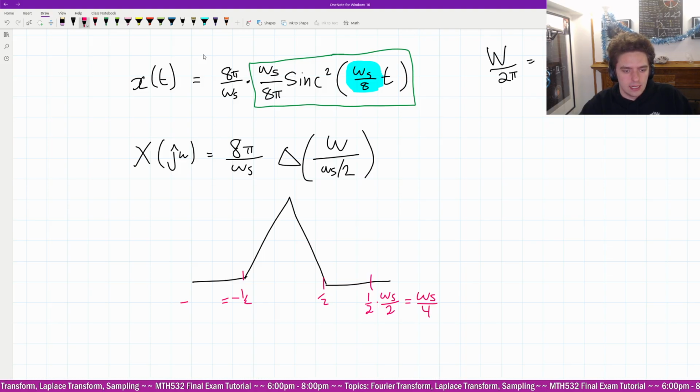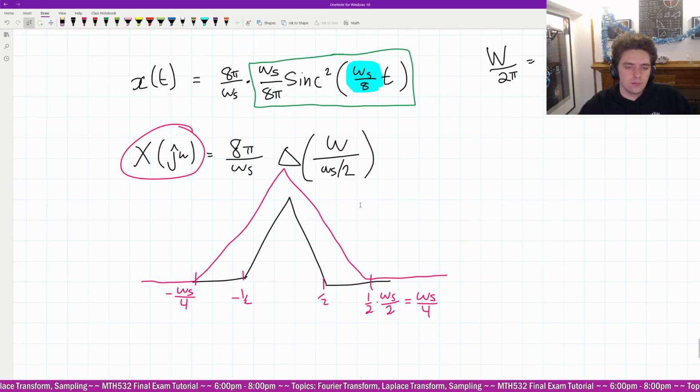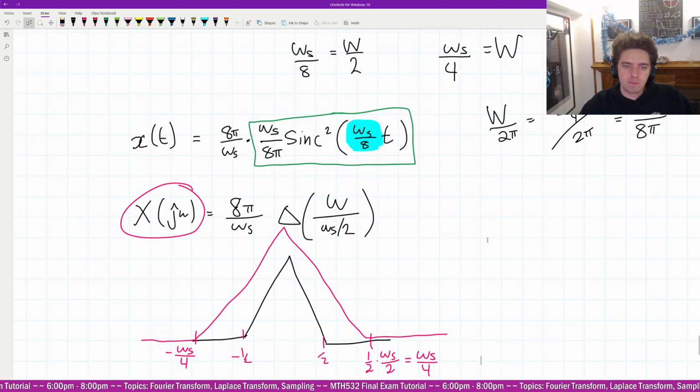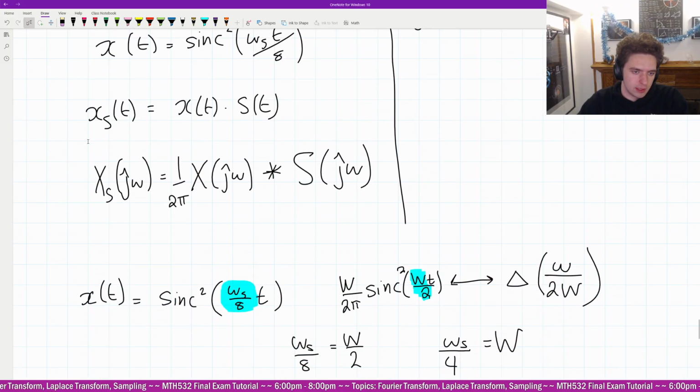And this is just going to be negative omega s over... So not equals, but turns into. Let me be clear. This is going to be negative omega s over 4. That's what it's going to become over here. So this is our actual triangle. That is our actual X of j omega. It has a width from here to here, from negative omega s over 4 to omega s over 4. Okay. So great. Now we can convolve.